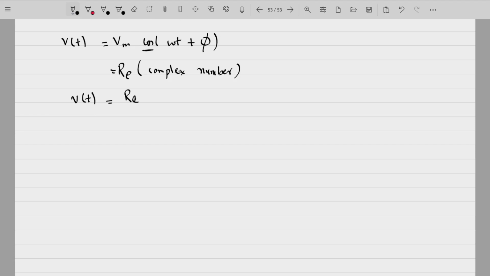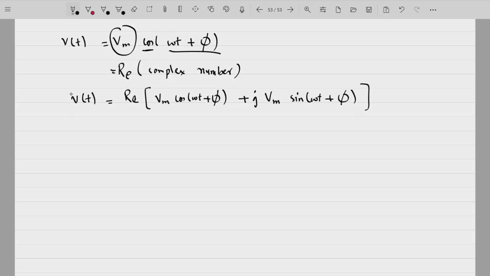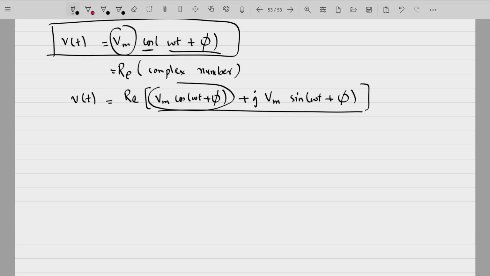Now if we have Vm cos of omega t plus phi, let Vm be the amplitude and omega t plus phi be the angle, then we can say that the complex number will be Vm cos of omega t plus phi plus j Vm sine of omega t plus phi. So Vt is equal to the real part of this complex number. When we break this down, the real part is only Vm cos of omega t plus phi. We get back the original equation, that is Vt equal to Vm cos of omega t plus phi.